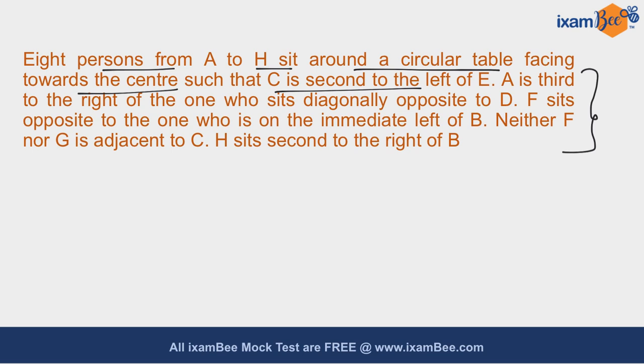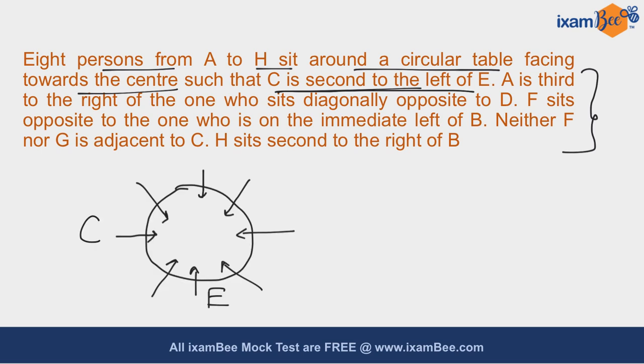So it is given to you that C is second to the left of E. On the basis of this statement we can draw a diagram and accordingly you will get this. Now it is given to you that neither F nor G is adjacent to C. So clearly you can't place G and F over here because they are not adjacent to C.